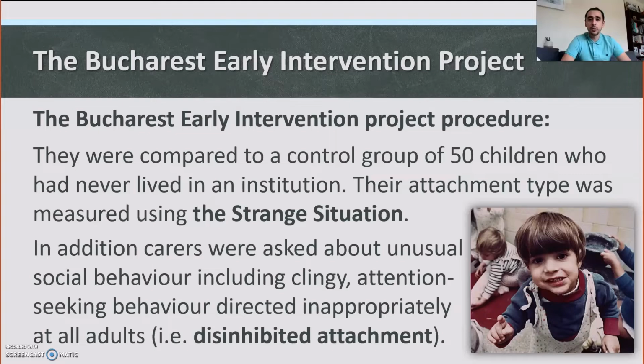In addition, carers were asked about unusual social behaviours, including clinginess and attention-seeking behaviour directed inappropriately to all adults, i.e. a disinhibited attachment.